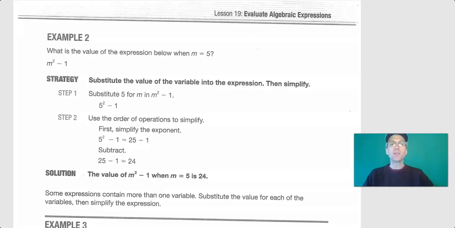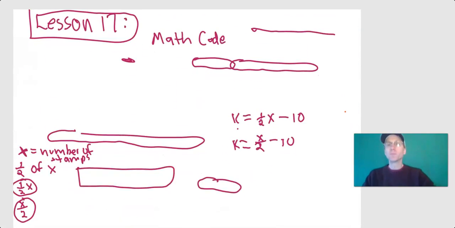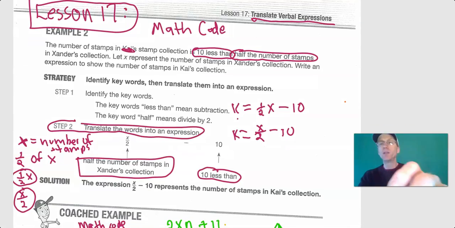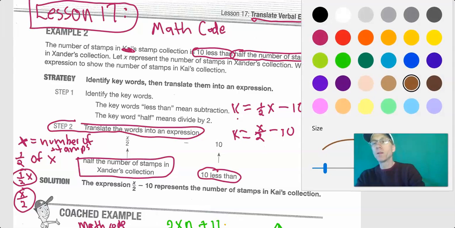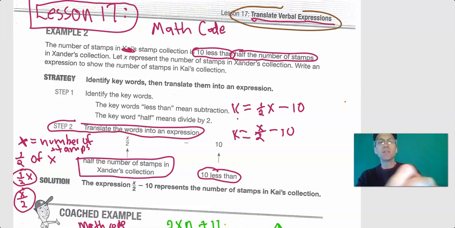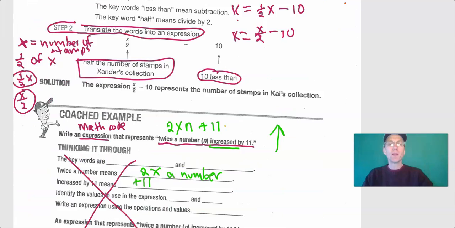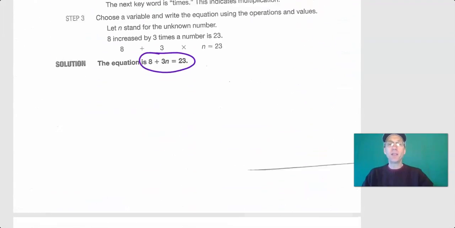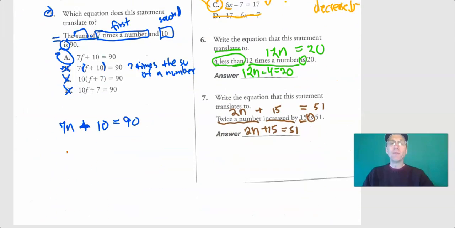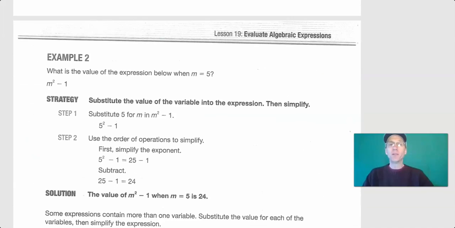Then you get to this one that we did not too long ago. So the translate, that's the translate lesson 17. Keep on going. Lesson 18, and then after 18, after you do that work, then we come to 19. So this is actually lesson 19.